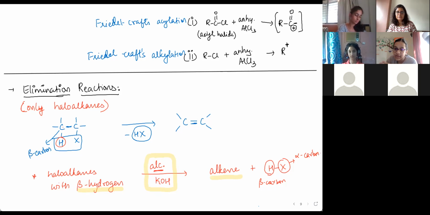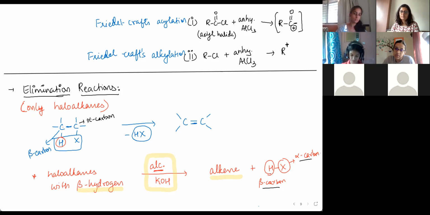In HX you've written beta alpha. What is that? So the hydrogen is from the beta carbon and the halogen is from the alpha carbon. So this particular carbon is called alpha carbon, and its adjacent is beta, and then after that will be gamma, then delta. So you go through all the Greek alphabets like that. Usually this is the convention in all of organic chemistry: whatever carbon the functional group is attached to, that is the alpha carbon.